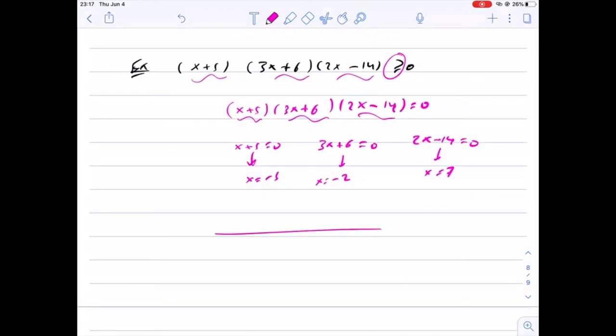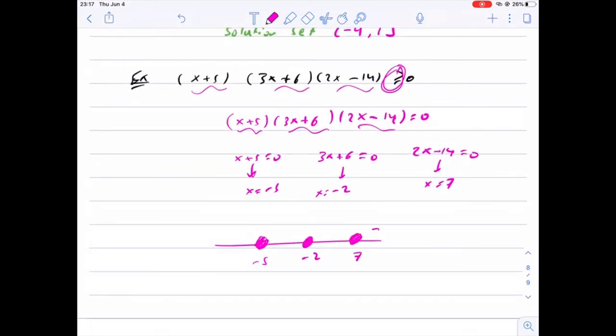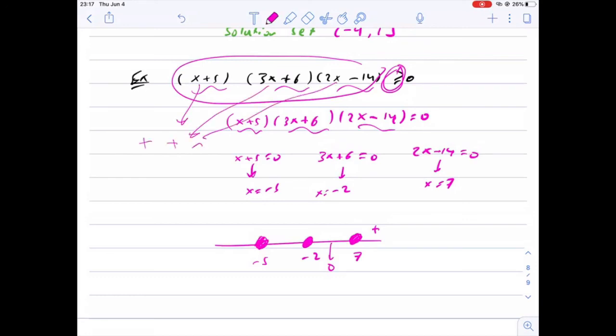And after that, we put them on the number line. We have negative 5. It's closed because we have equality here. And negative 2 and 7. And then we study the sign. We can choose a value greater than 7. We find that this expression is positive. Between negative 2 and 7, let's choose 0. Now this gives positive, this gives positive, this gives negative. Positive times negative is negative.